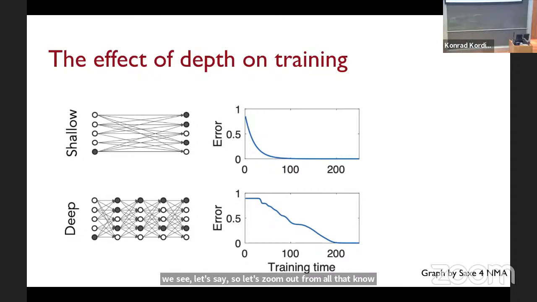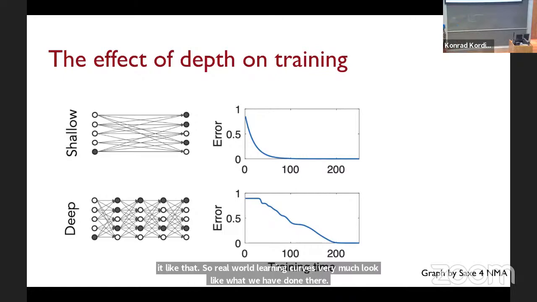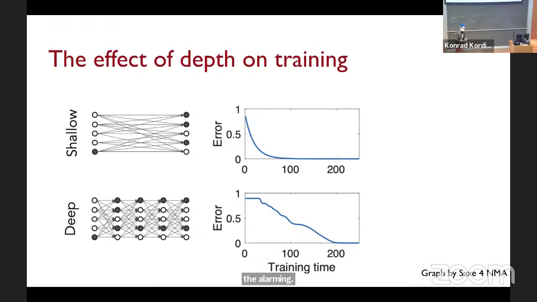So that's the learning dynamics. But the important thing is the kind of learning that we see. So let's zoom out from all that. The way of thinking linearly about learning in these systems explains why they have long periods of time where very little happens, and then periods of time where something happens. That's true for the linear ones, and it's also true for the nonlinear ones. And we can gain insights into why this is happening by thinking about it like that. Real-world learning curves very much look like what we have down there, which seems bizarre if you realize this is just linear learning. But it happens like this because the spectrum of the singular values looks like this.